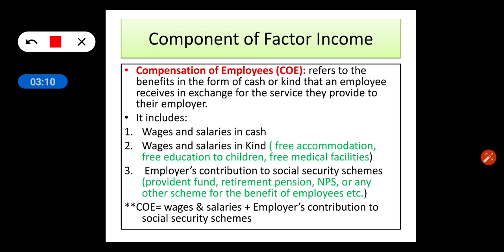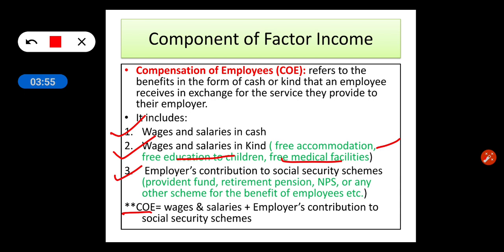It includes all kinds of benefit, whether in the form of cash or kind, paid to the employees by employers. And it includes wages and salary in cash, wages and salary in kind like free accommodation, free education to children, free medical facilities. Also included is employers' contribution to social security schemes like provident fund, retirement pension, NPS scheme, or any other scheme for the benefit of employees. All these three make COE.